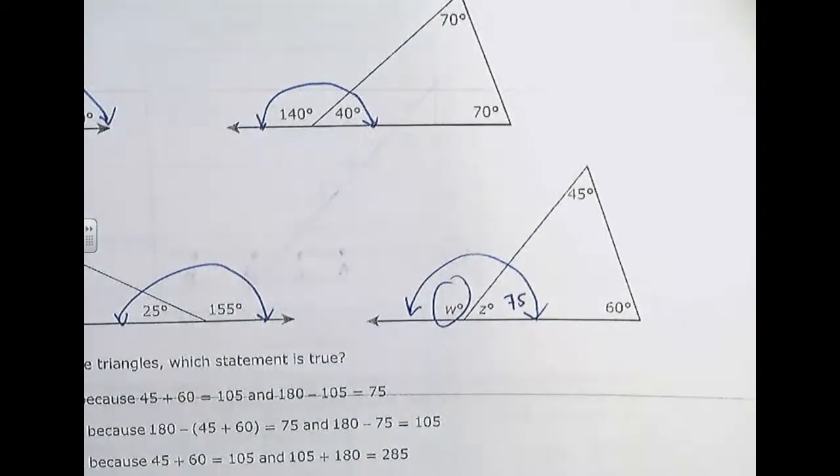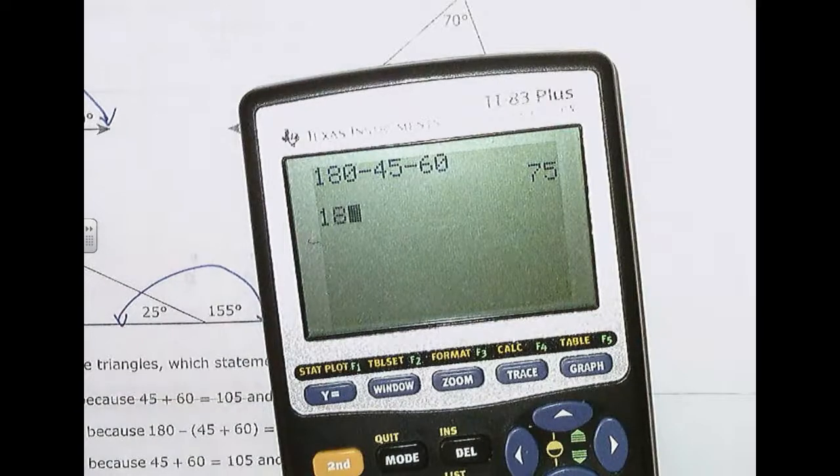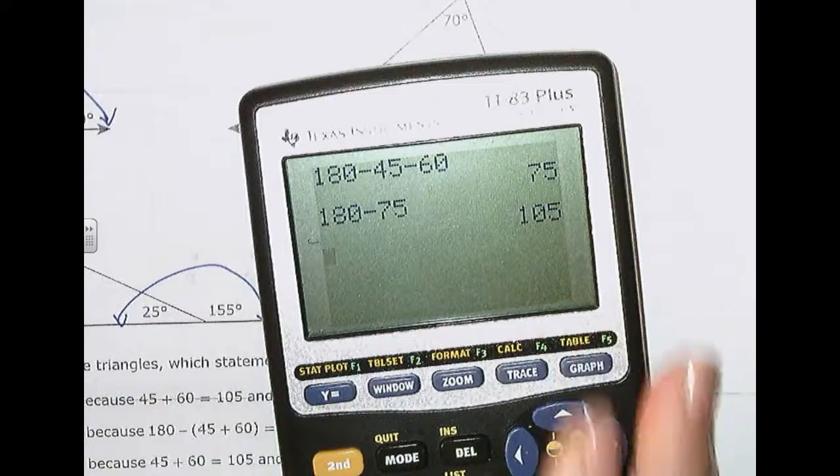Now, how would you get that in the calculator with one typing entry? Oh, you're right. How smart. That would be 180 subtract 75. 105. You need to find the 105 answer.